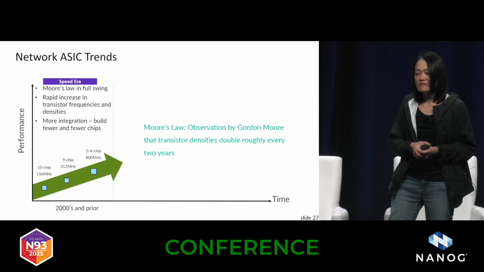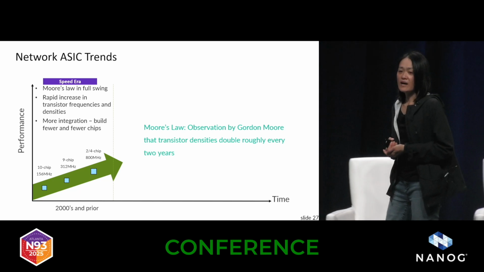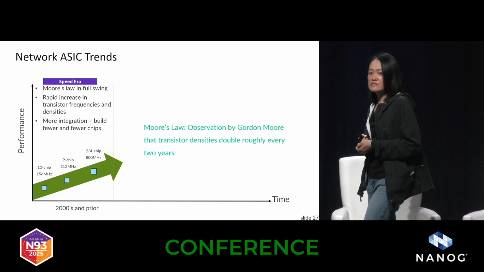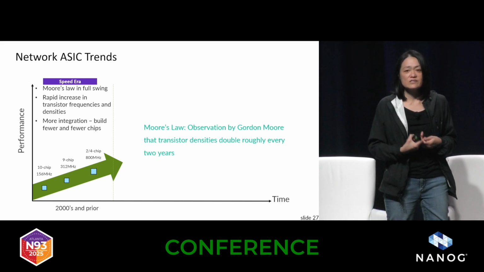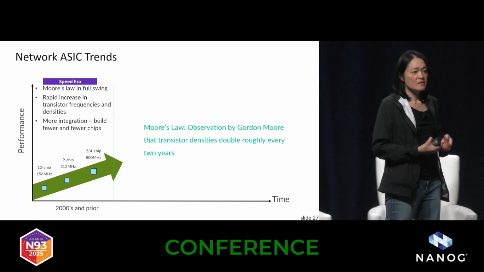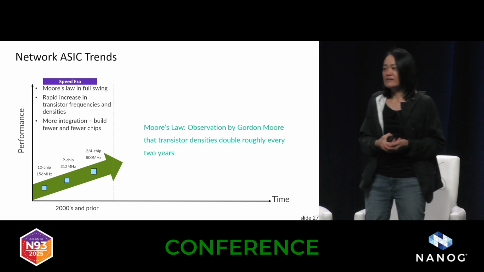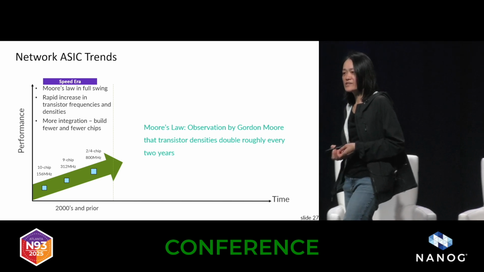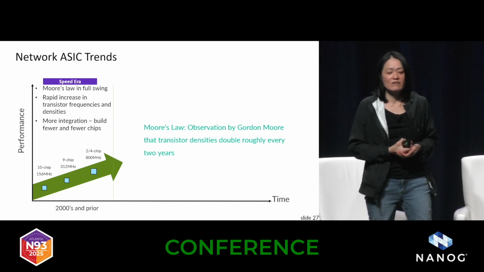So if you look at the trend of what we've seen in the past of how ASICs have been developed, at the beginning of the 2000s, what we saw is a rapid increase in transistor densities and transistor speeds, and it followed Moore's law pretty closely. I'm sure you're all familiar with Moore's law. It's just an observation by Gordon Moore that the density of transistors doubles every 2 years. So we saw that pretty closely at the beginning of the 2000s.